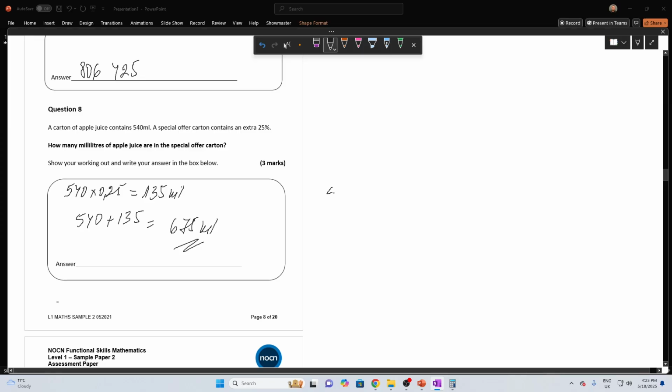Or you can write 540 multiplied by 25 and then divide by 100, and again you're going to have 135, your extra.